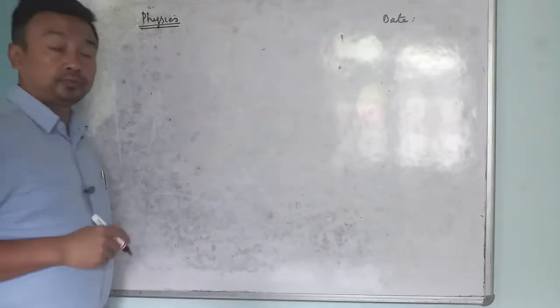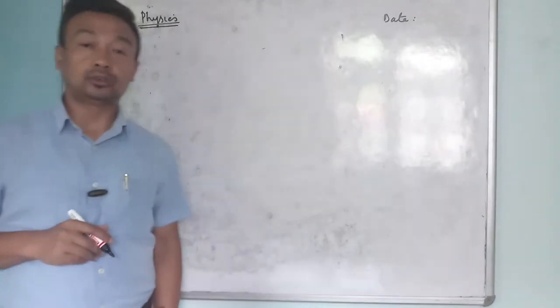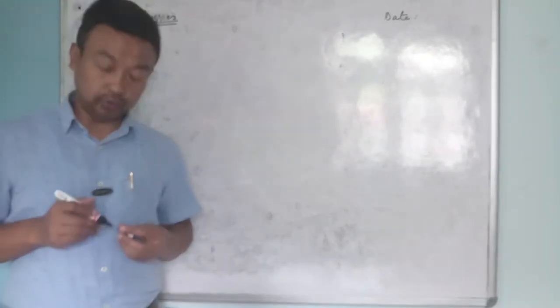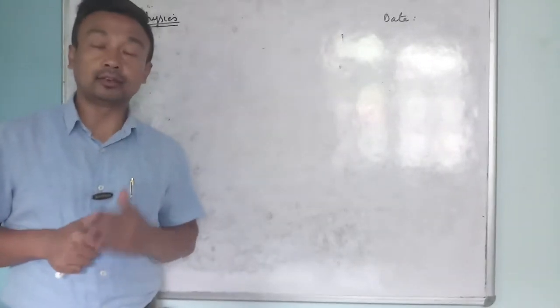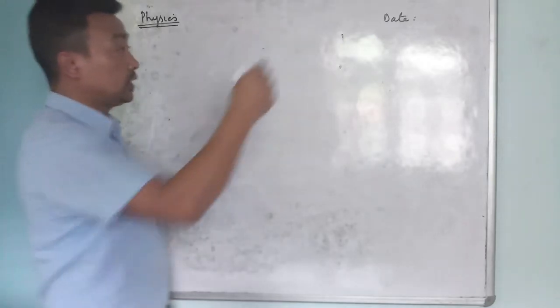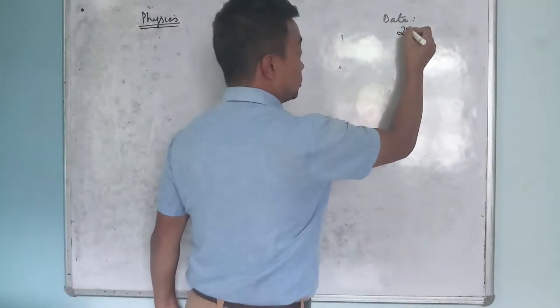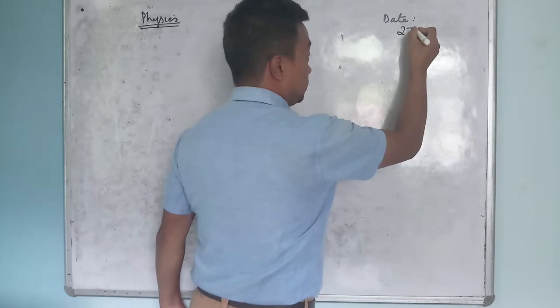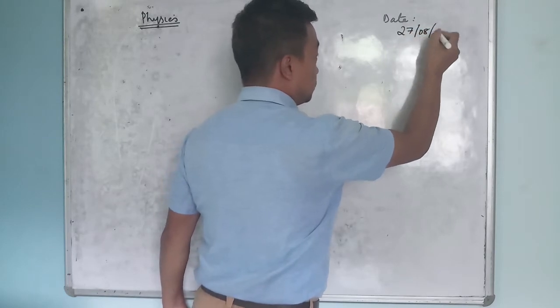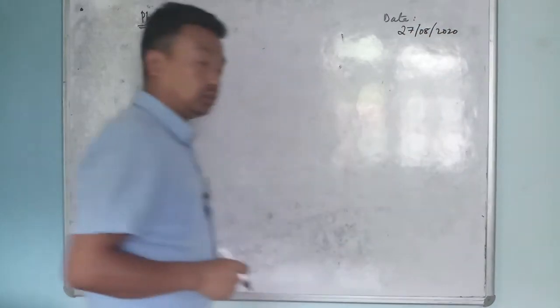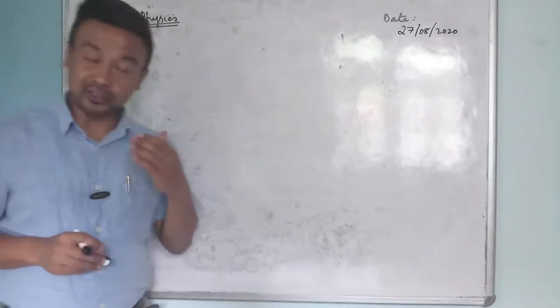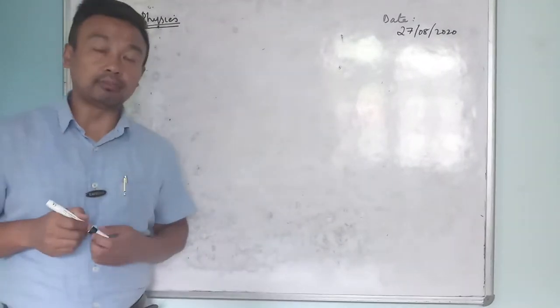Okay, in the last class, we were discussing the new chapter, that is electricity and magnetism. And today, the date is 27 August 2020. We will be continuing with the same chapter, electricity and magnetism.